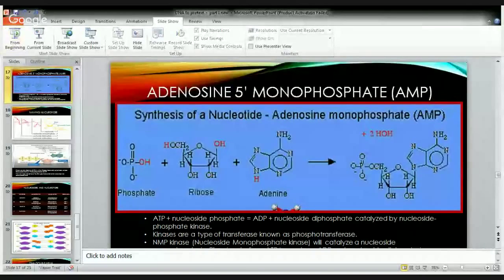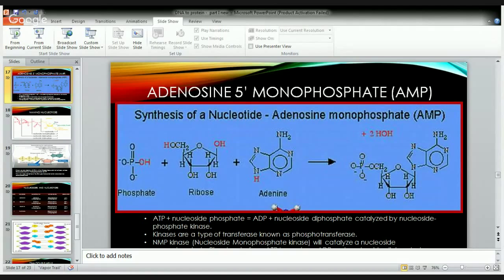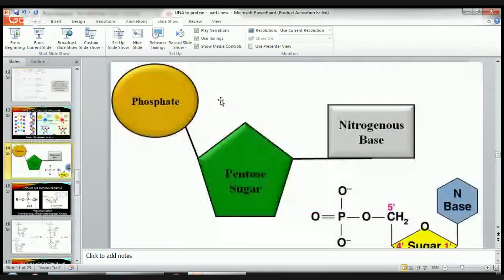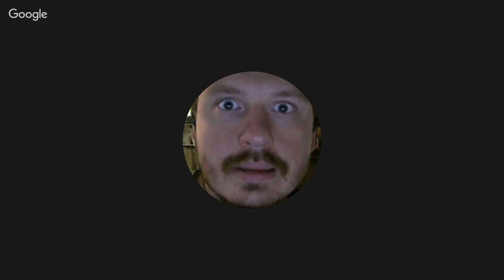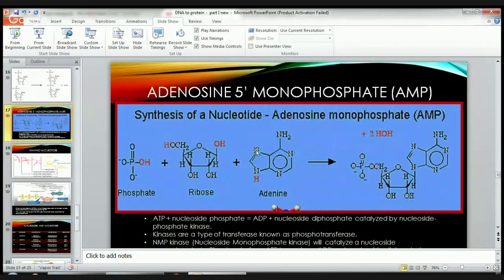Okay, so we're building up a nucleotide, and the way we build up a nucleotide is we have the nitrogenous base here, adenine, A, right? We have the sugar, which is in this case ribose. And then we have the phosphate group right here. So going back to here, the phosphate, the sugar, and the base. Pretty simple if you just look at it this way: phosphate, sugar, and base, right?